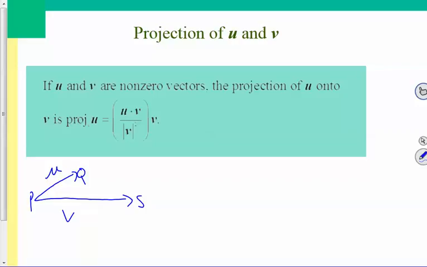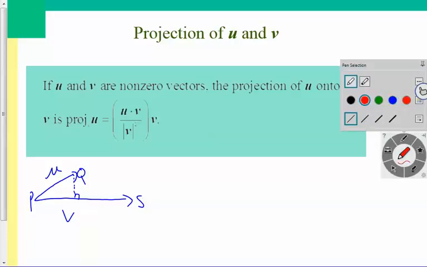If I drop a perpendicular from Q to PS, I have a new line, or a new vector made, so to speak. That new vector right here, we'll call that point R. That vector is PR. What we've just done is a vector projection.